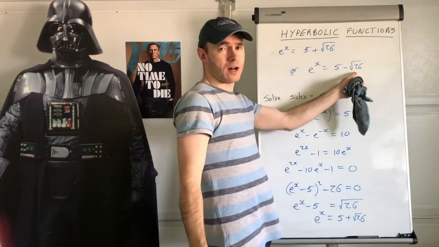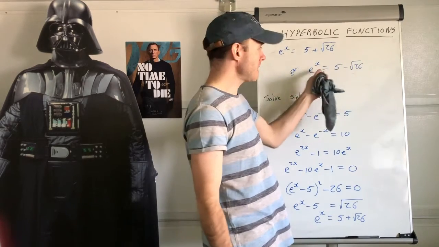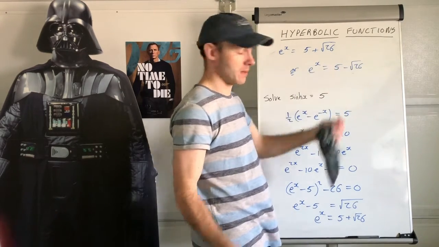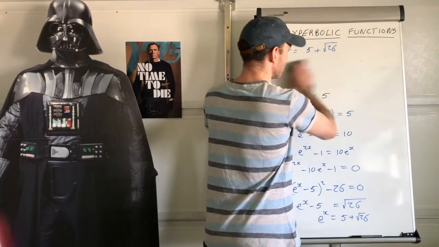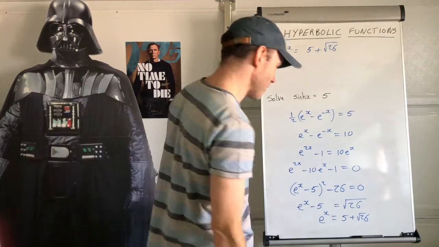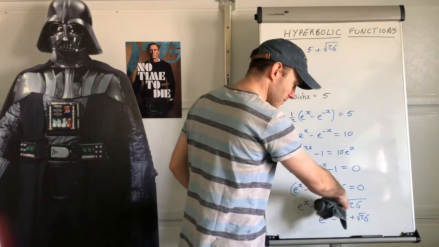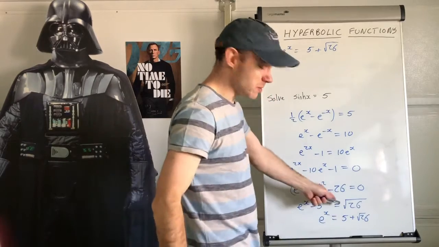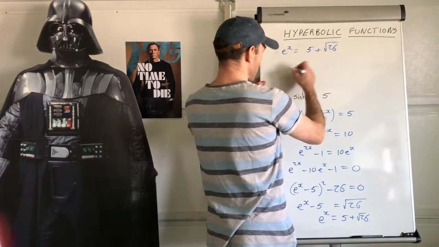Root 26 is larger than 5, isn't it? 5 subtract a number larger than 5 is going to be negative. Can e to the x be negative? No, of course it can't. Hence, no solution. So just bear that in mind when you're doing the plus minus, because sometimes it's not always obvious. When you're doing the square root, just make sure it's positive. So that means that e to the x equals that.